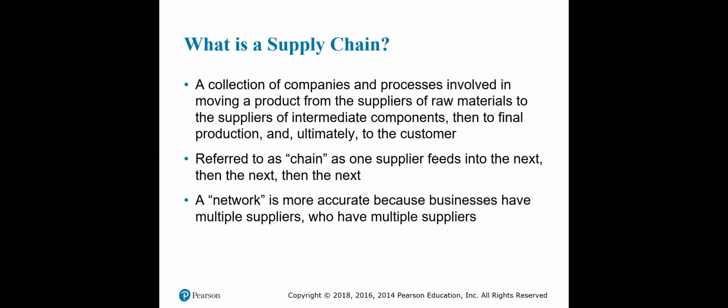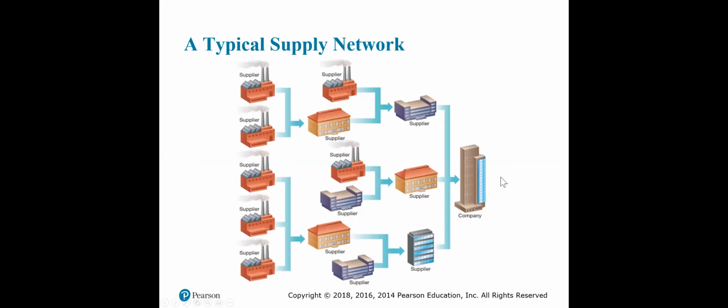But in reality, it typically looks more like a network with many suppliers feeding into each company. Like the figure you can see, it is a simple example of a supplier network. Each supplier may have one or many upstream suppliers feeding into their business or factory. At the same time, each supplier is selling to many downstream customers, although that isn't shown here.